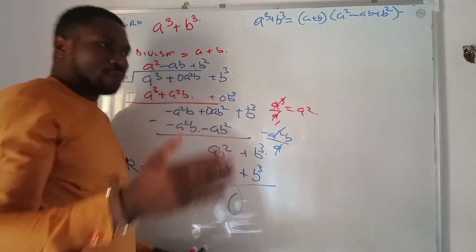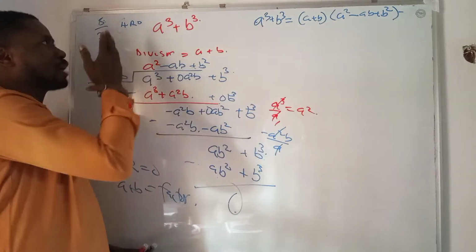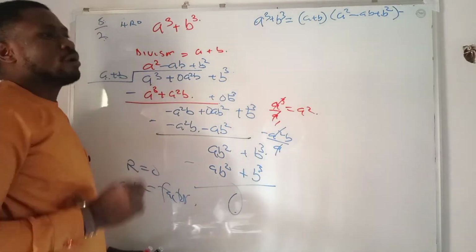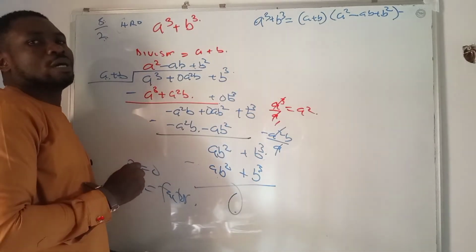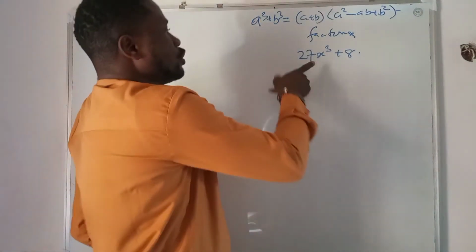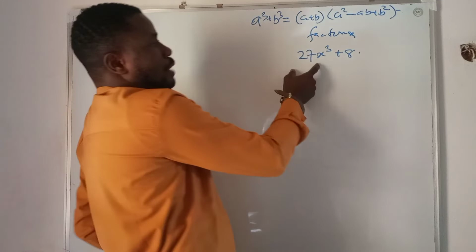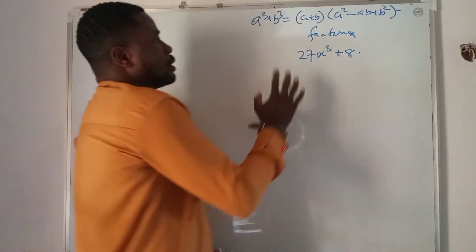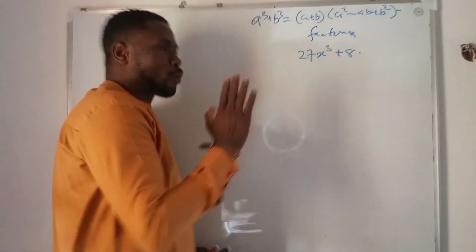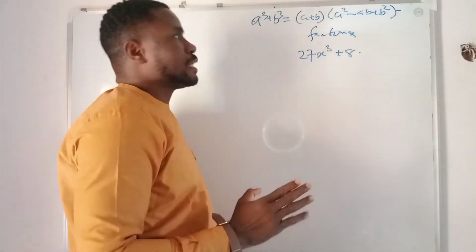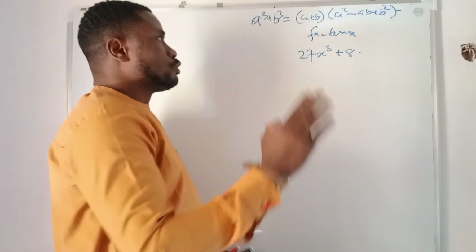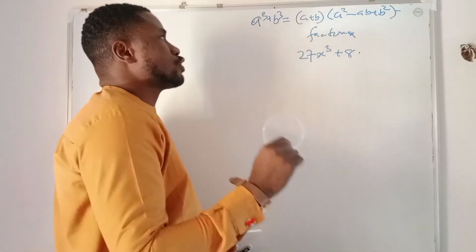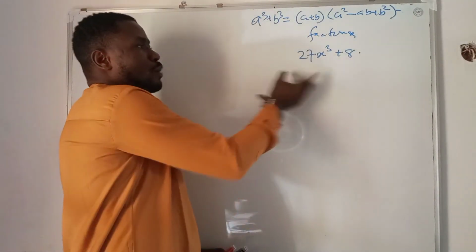And so, sometimes you may have in the exam, they may not say factorize this, but they may give you a question that will require this knowledge for you to answer that question. Factorize 27x raised to power 3 plus 8. Now, you see, this is a question that requires your understanding of sum of 2 cubes. So if you do not understand how we factorize sum of 2 cubes, you may have problem with this.